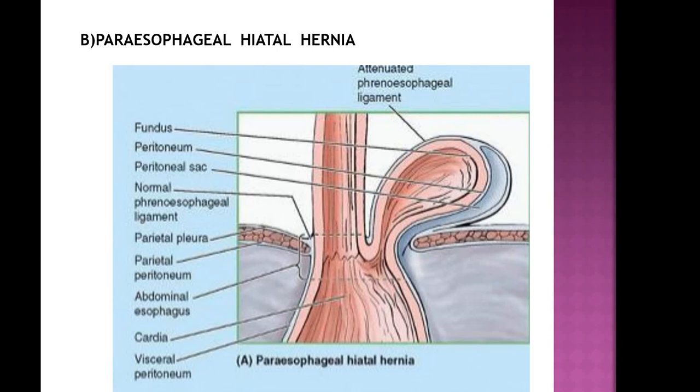In the paraesophageal hiatal hernia, the cardia remains in normal position and a pouch of peritoneum, often containing the fundus, extends through the esophageal hiatus anterior to the stomach. In this case, no regurgitation of gastric content occurs because the cardiac orifice is in normal position. This is the paraesophageal hiatal hernia.